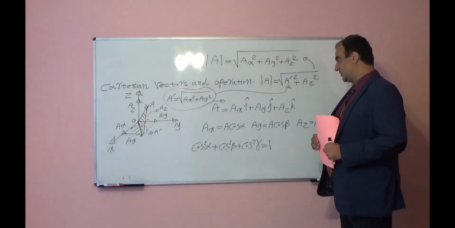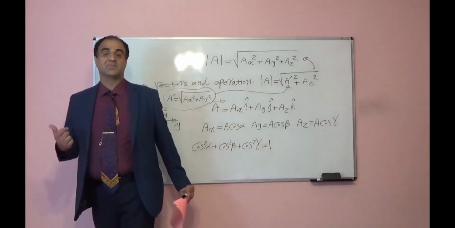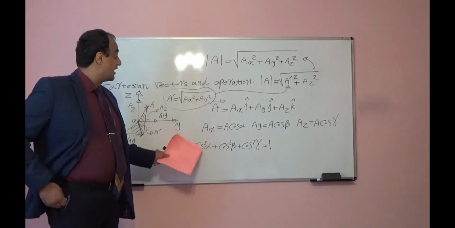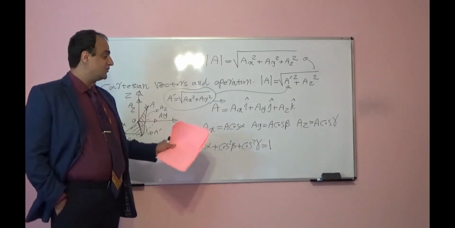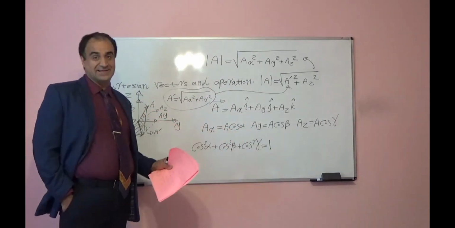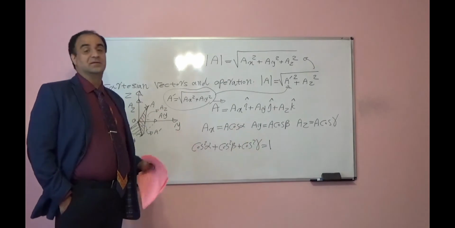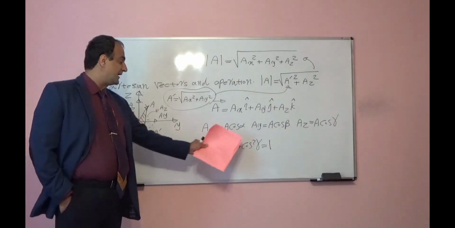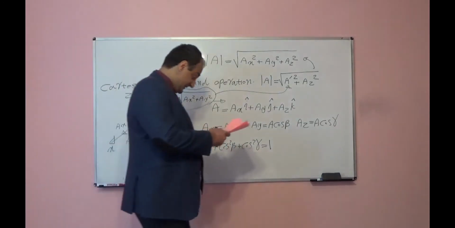Sometimes you know the angles of a vector, for example with the x and y directions. So alpha and beta are known. We know alpha, we know beta, but the problem statement doesn't mention anything about gamma. So using this relation you can find gamma. Or if you know alpha and gamma and you don't know beta, you will plug in here and you will find the beta angle.